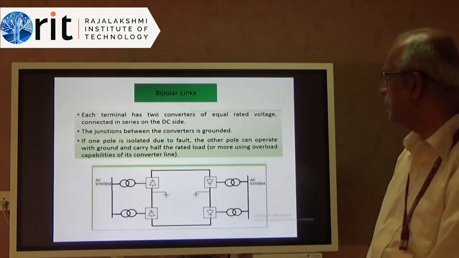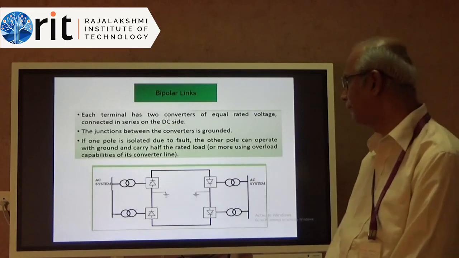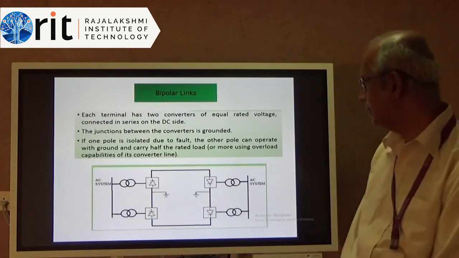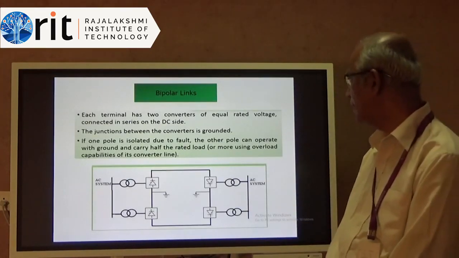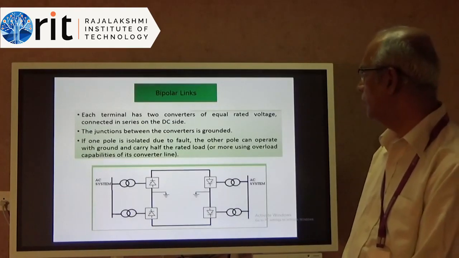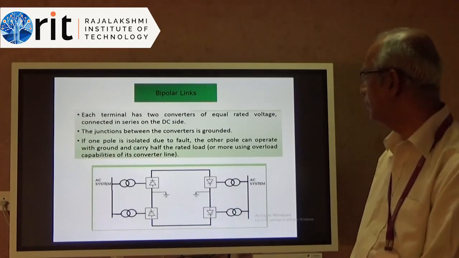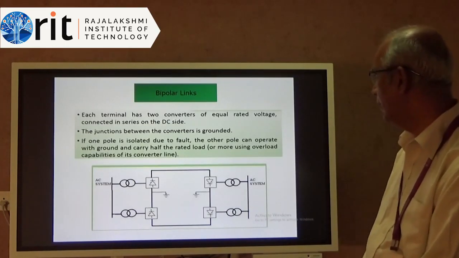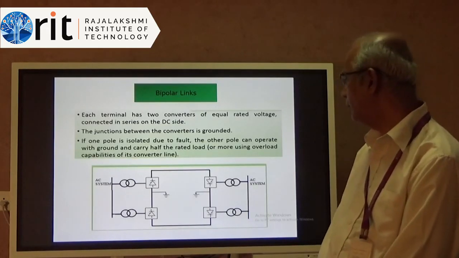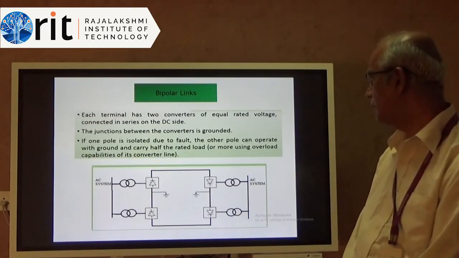The next possibility is we have a bipolar link, right? Left side, right side is still same. We have an AC source and then we have an AC distribution there. So, 2 converters, 1 converter to convert from AC to DC and then DC to AC, right? And we have 2 converters on the left side, 2 converters on the right side.